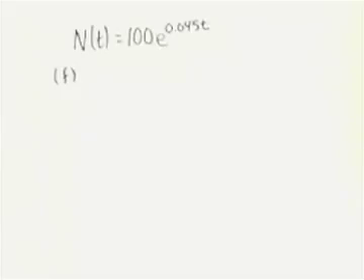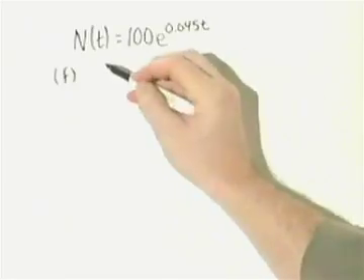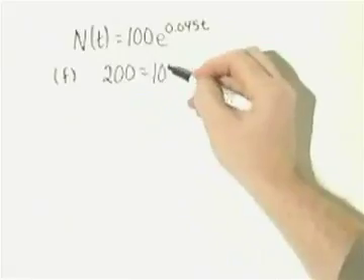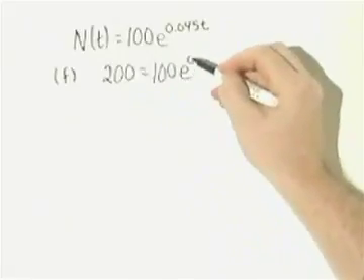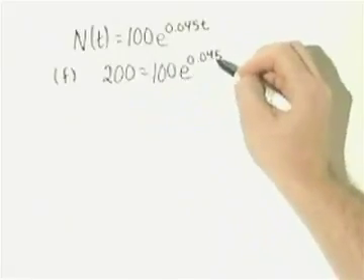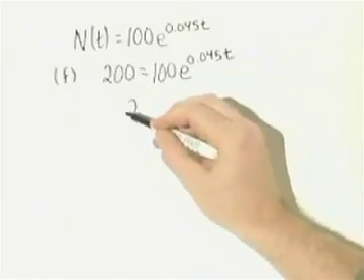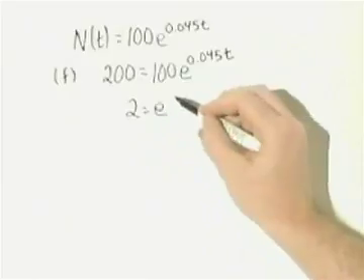Finally, we want to know the doubling time of the population. Remember, the initial size of the population is 100 grams, so it'll double when the population reaches 200 grams. That means we're going to be solving 200 equals 100 e to the 0.045 t power. Divide both sides of the equation by 100. You get 2 equals e to the 0.045 t power.